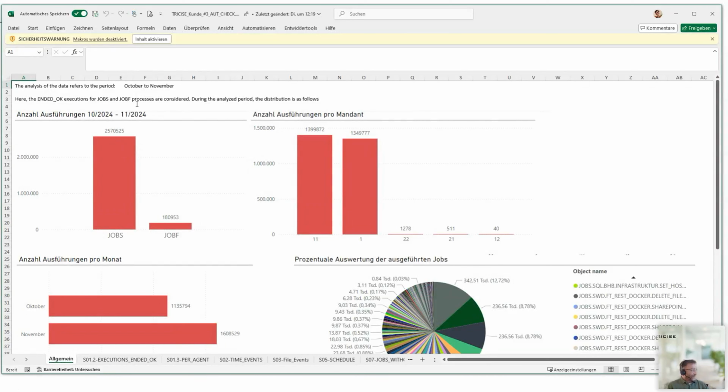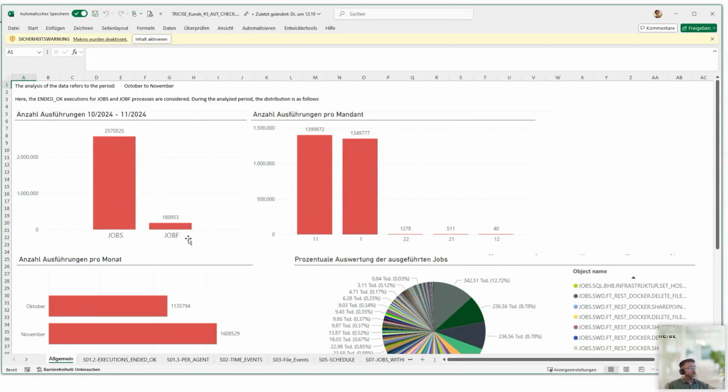The first graphic shows the number of executions, and we evaluated jobs and file transfers to be ready for the license model of Broadcom. We found out that most of the executions were done via jobs. It was 2.57 million, and only 181,000 executions were file transfer options.